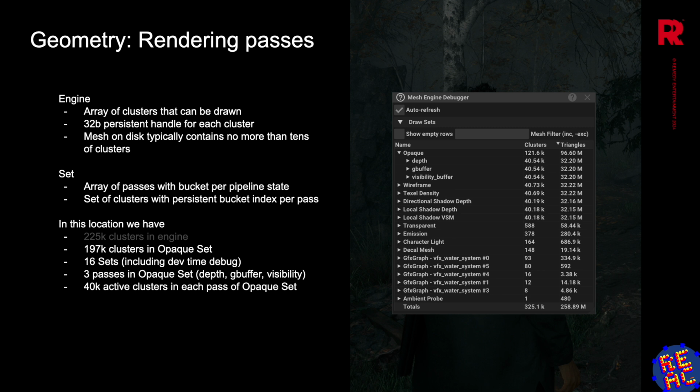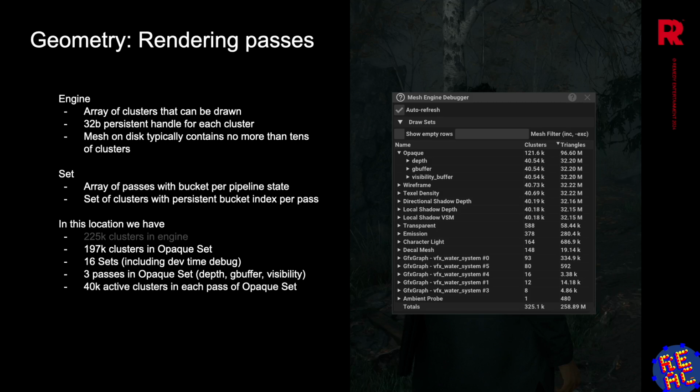Our cluster set holds a configuration for a number of passes that contain the same group of clusters. Each cluster inserted into the set will have a bucket index for each pass in a set. So if the set contains 2 passes that are depth and geometry, each inserted cluster will have 2 bucket indices. Cluster set is now something that we could already use for drawing geometry. We built our first prototype for indirect drawing on top of this data.